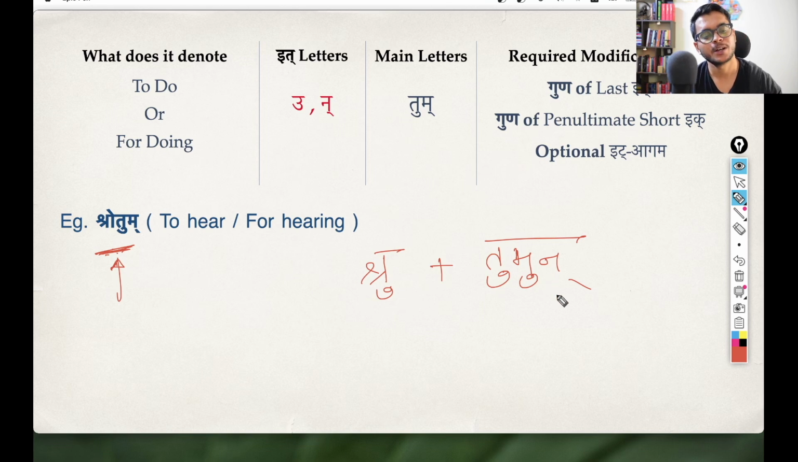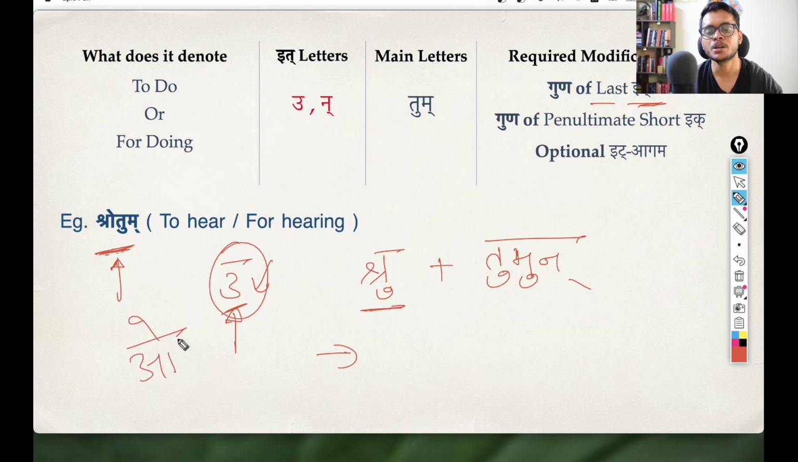Okay, and we are modifying this dhatu using tumun pratyay. Now guna of last ik. So since our dhatu here has u as the last vowel, and u belongs to this ik pratyahara, the guna will happen. And guna of u is, I hope all of you remember, it is o.